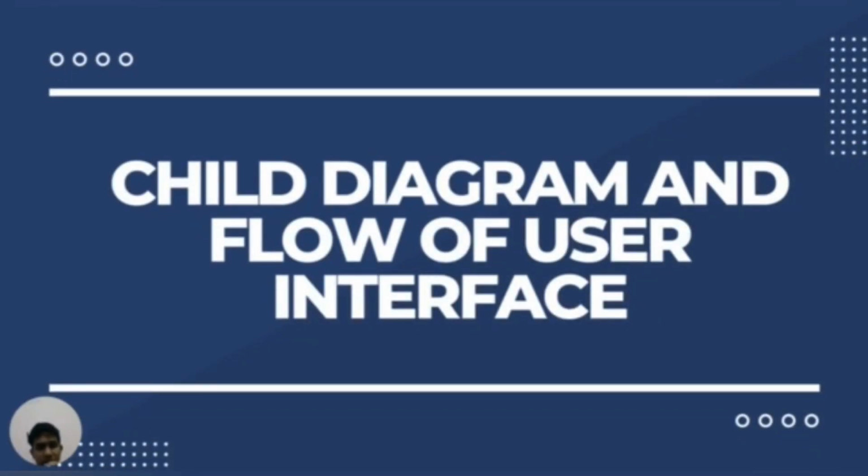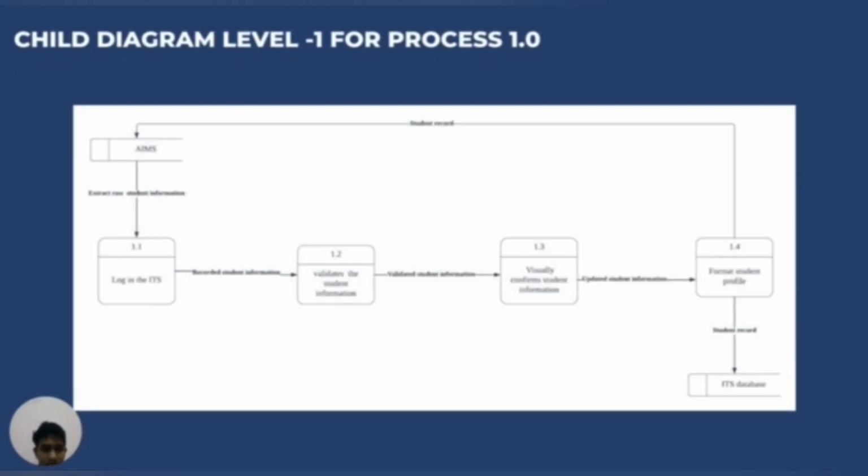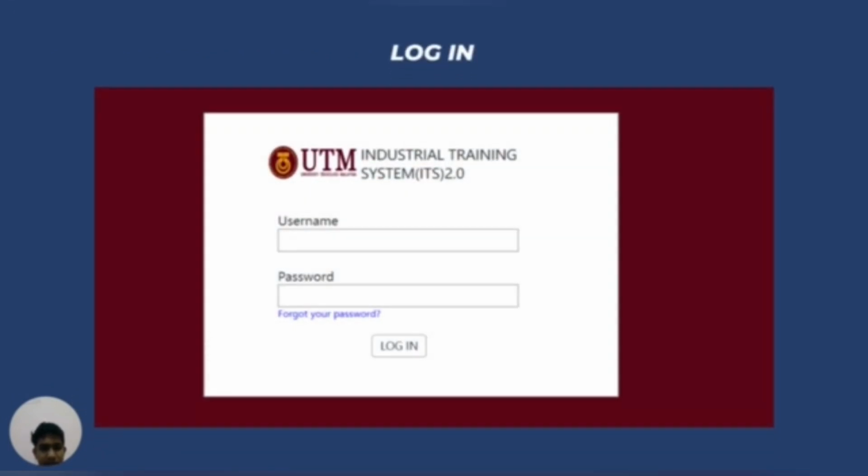Let's proceed to the chart diagram and the flow of the user interface. This is the chart diagram for process 1, and we can see from here, when you log in to the ITS, it will extract the data from AIMS, and the user will validate the data of the student information. After that the user needs to visually validate the data itself, and if the user validates the data as correct, it will format the student information and input it back to AIMS, and at the same time input it to the ITS database. So this is the user interface for process 1.